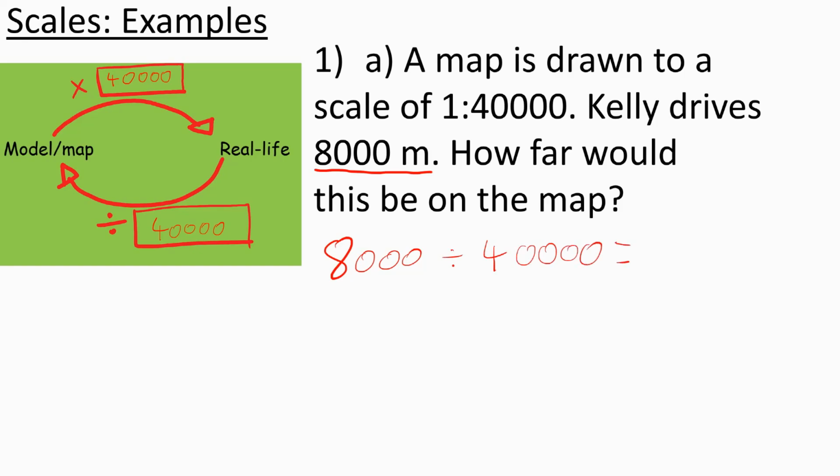which is just going to be, if I consider this, 8 divided by 4 is 2, and then 1,000 divided by 10,000 is 0.1. So we will end up with 0.2. And again the units haven't changed, so this is going to be 0.2 metres. To change that into centimetres, I would need to multiply by 100, so that's 20 centimetres. So her route would be 20 centimetres long on the map.